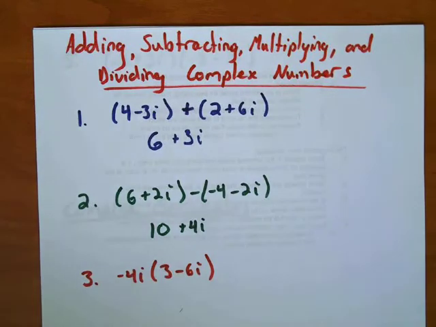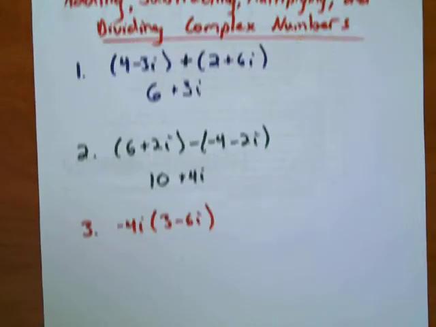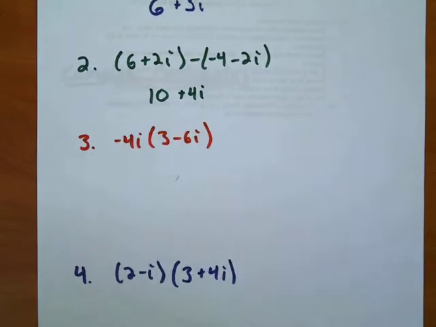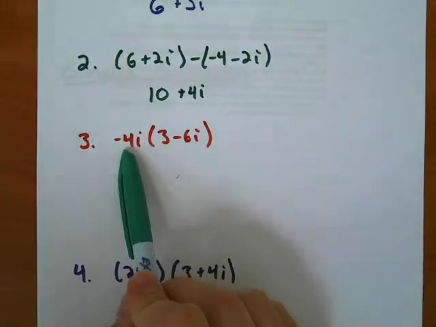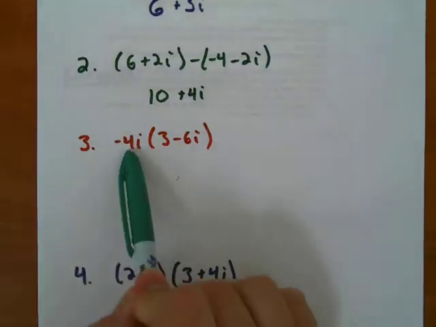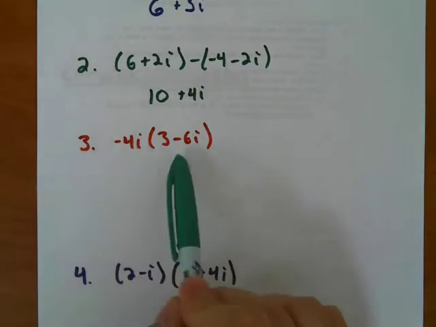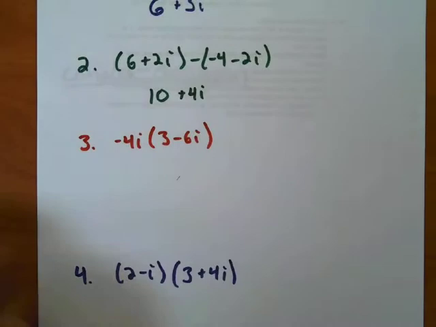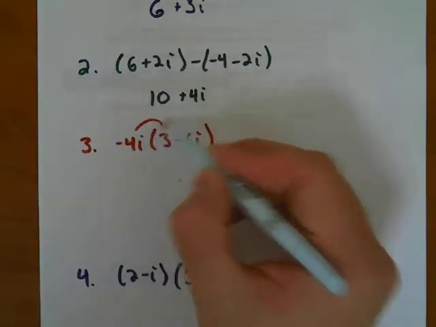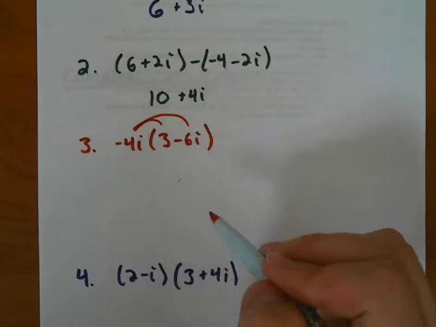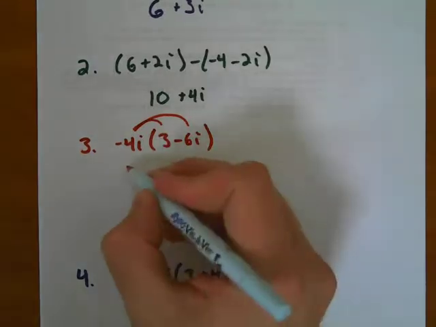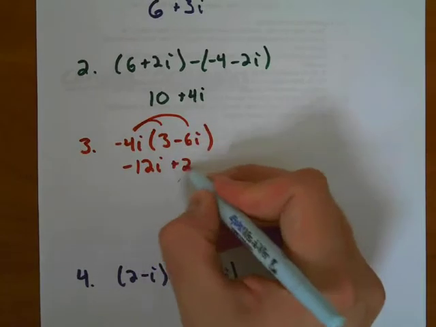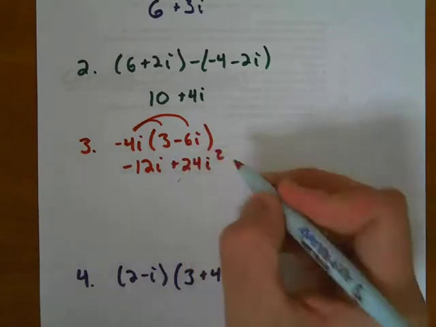Now we're going to look at multiplying. Number 3 here is a multiplication problem. This complex number has only an imaginary part. This complex number has both a real and an imaginary part. Just like regular multiplication, we're going to distribute this -4i through the parentheses. So what happens then is we get -12i plus 24i squared.